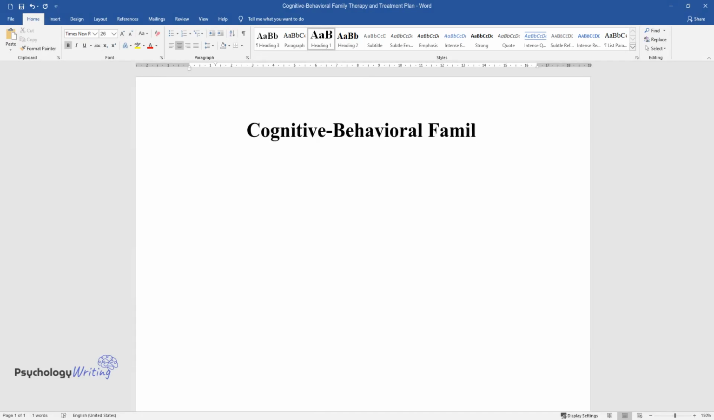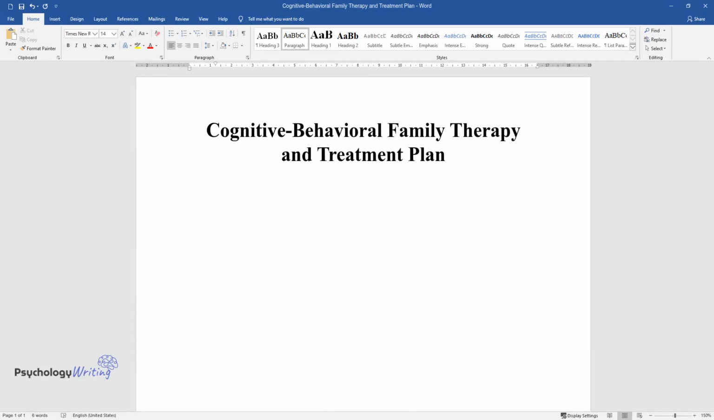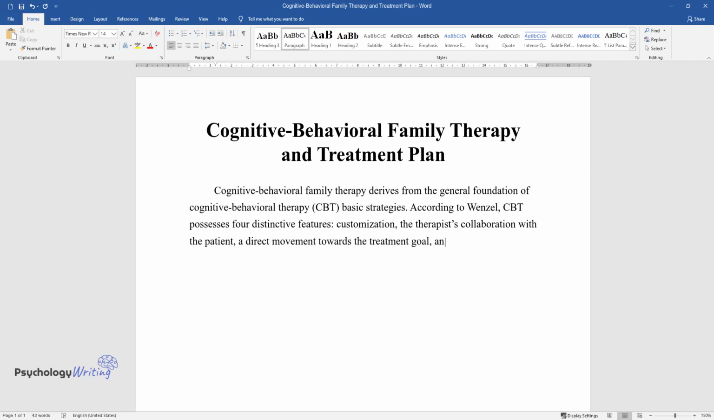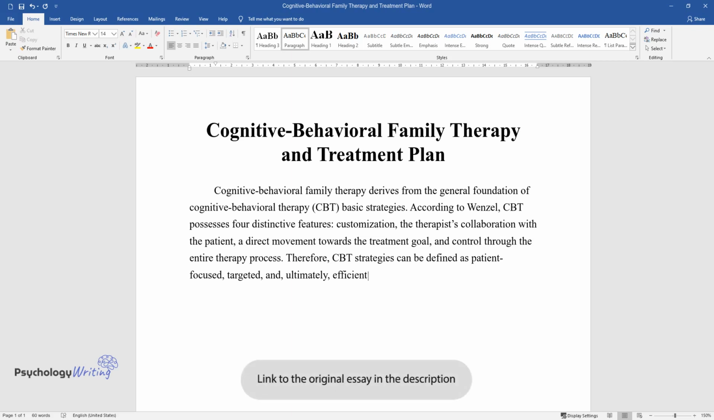Cognitive behavioral family therapy and treatment plan. Cognitive behavioral family therapy derives from the general foundation of cognitive behavioral therapy, CBT, basic strategies. According to Wenzel, CBT possesses four distinctive features: customization, the therapist's collaboration with the patient, a direct movement towards the treatment goal, and control through the entire therapy process. Therefore, CBT strategies can be defined as patient-focused, targeted, and, ultimately, efficient.